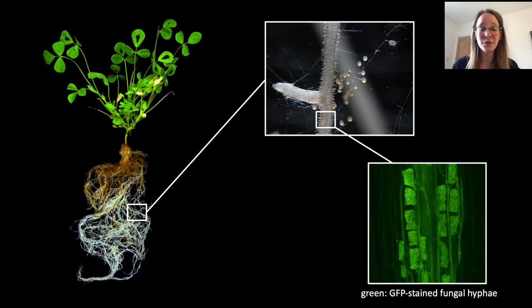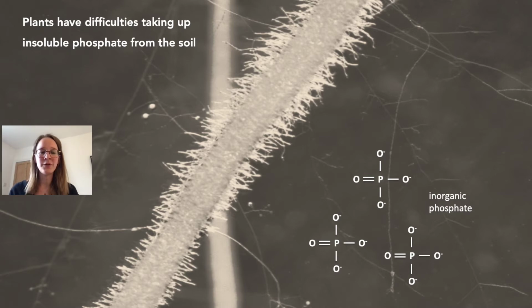Now, arbuscules are crucial for the symbiosis because they mediate the main function, which is the nutrient exchange between the plant and the fungus. So in this case, the plant receives mineral nutrients from the fungus. Now, one mineral nutrient that is particularly difficult for plants to take up is insoluble phosphate from the soil. Inorganic phosphate often is extremely insoluble, and the plant roots can take it up, but only in the surrounding of the root. And that then generates a depletion zone, and the roots can't actually reach phosphate that is further away.